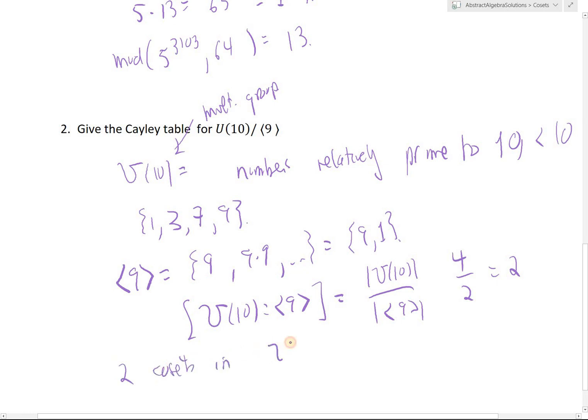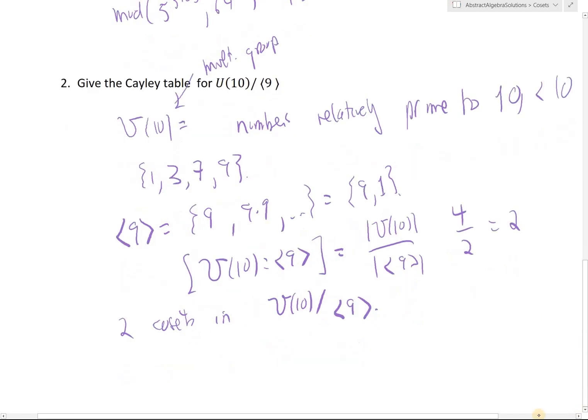So in 2 cosets in this. So this is not going to be a big table. Okay? Now what are they? We always know that when we have a coset, the group itself is one coset. So the subgroup is equal to {1, 9}.